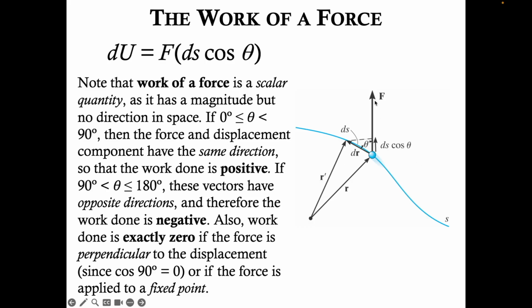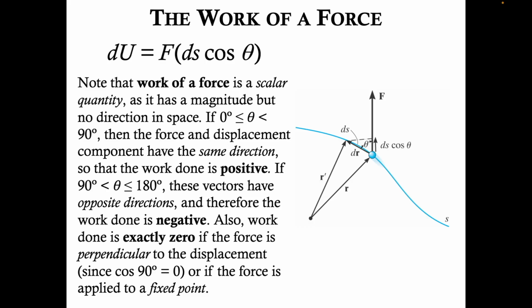So whereas the force itself acting on the particle does have a direction in space and is definitely a vector quantity, work done by the force is a scalar quantity. It's not acting in any specific direction in space, but it could be positive or negative. So if theta is between 0 and 90 degrees, then the force and displacement component have the same direction, so that the work done is positive, because cosine of an angle between 0 and 90 degrees is a positive value.